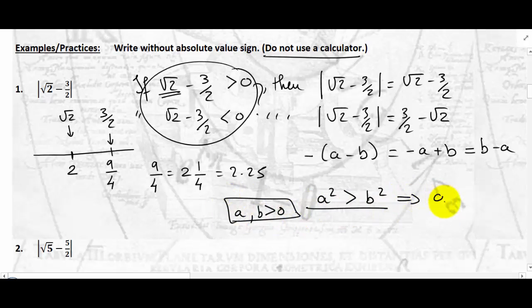And if a squared is above b, and we know that everything is positive right here, if a and b are both positive, and if a squared is above b squared, that means that a is above b. Okay, so it's not true if a and b are not both positive, but if they're both positive, a squared above b squared means a above b.